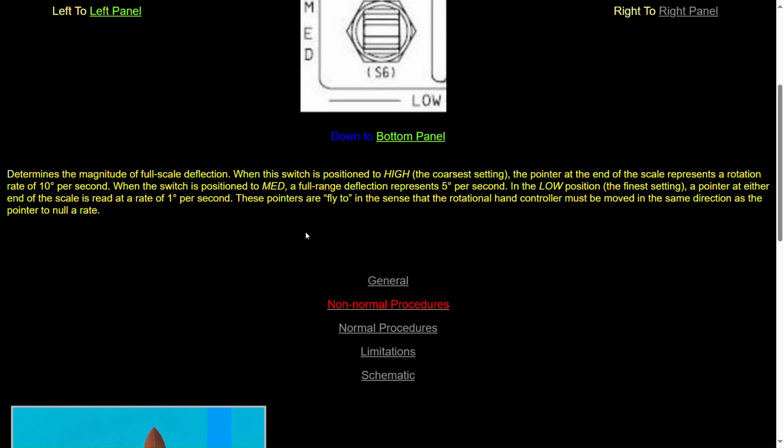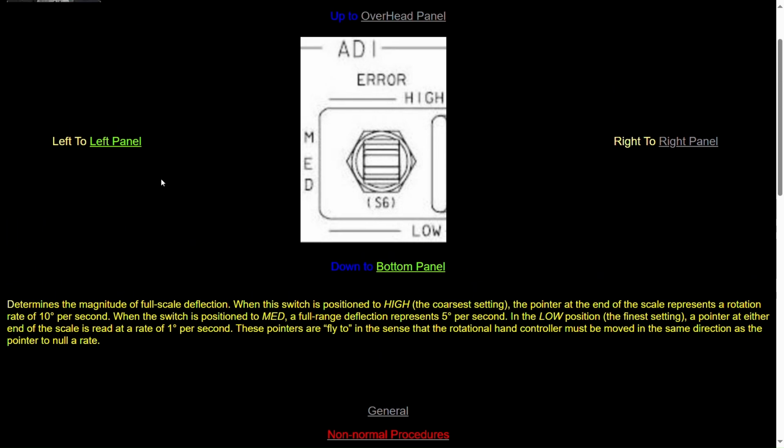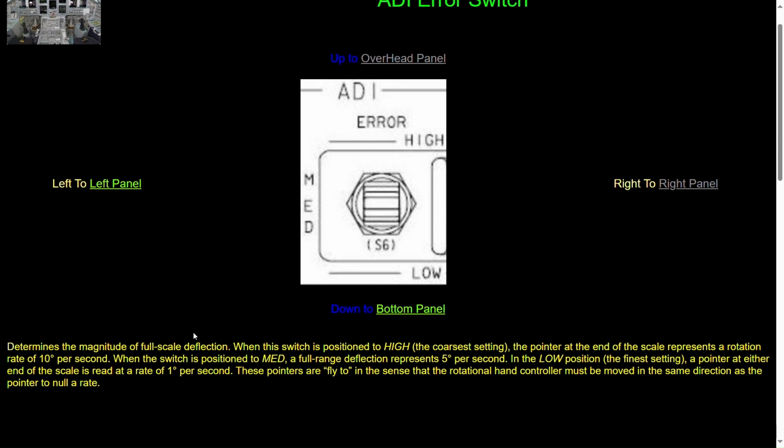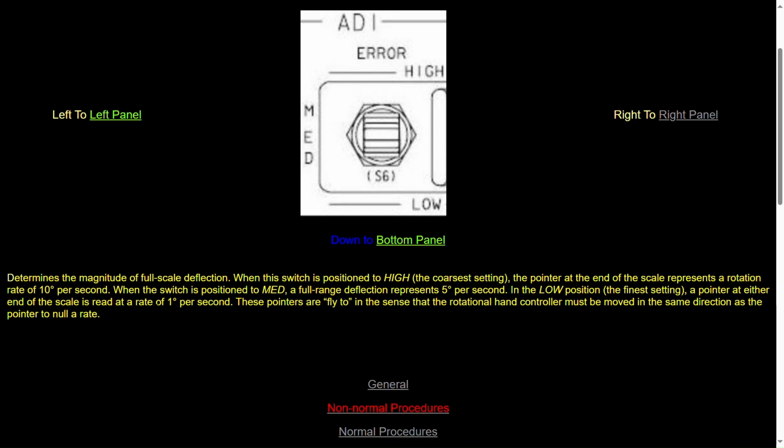These pointers are fly-to in the sense that the rotation hand controller must be moved in the same direction as the pointer to null a rate. So what it's telling us to do is, when you use the stick, if you can see that up there, that stick right there, you use it to move left, right, up, or down. When you get to a rate that's within the error rate that they want you to get to, the pointer will give you a null rate, or 0.